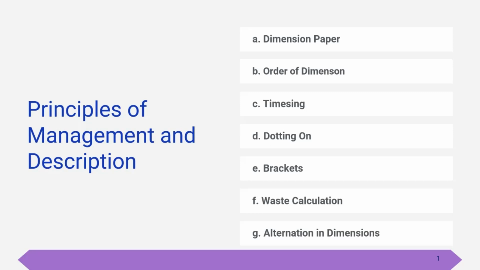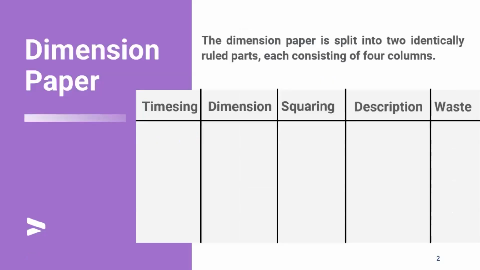So the first thing is dimensioning your paper. The next is order of dimension. Oh, there's an error here. The next is order of dimension. Apologies, I had to say it over. So the next is timesing, dotting on, brackets, waste calculation, then alteration. Alteration in dimensions.